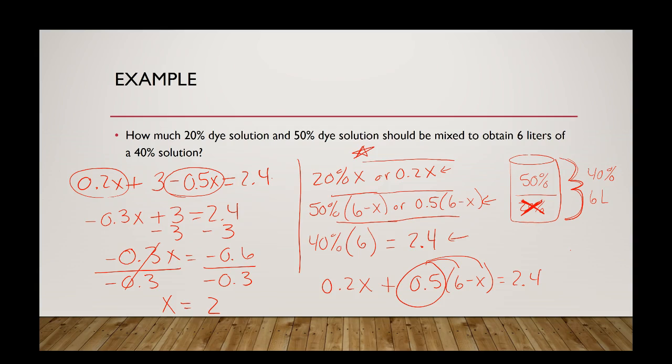So lots of steps so far. We have to figure out how to represent each of the dyes, and then we have to put it into an equation and then solve the equation. So x equals 2. Well, what did x represent? X represented the number of liters for the 20% dye solution. So the 20% dye was 2 liters. That means the 50% was this 6 minus x, which is 6 minus 2, which is 4. And then in the end, we had our 6 liters. And you can see that 2 plus 4 gives you 6, which it should.